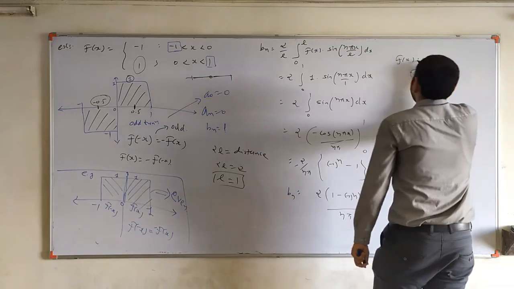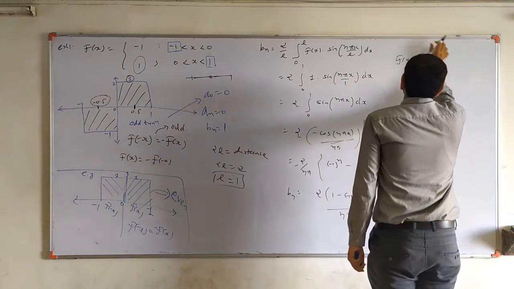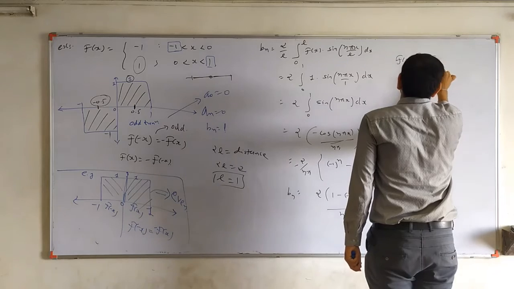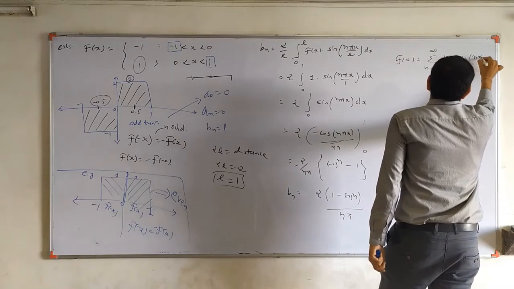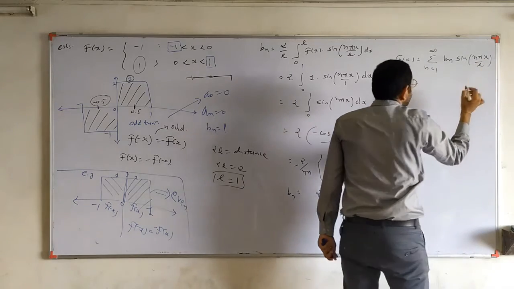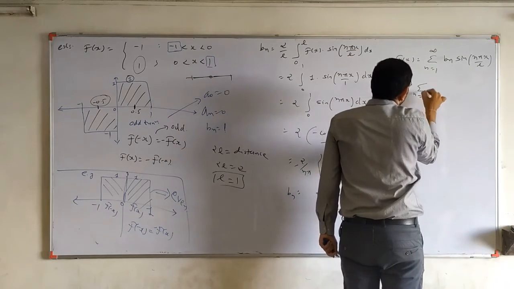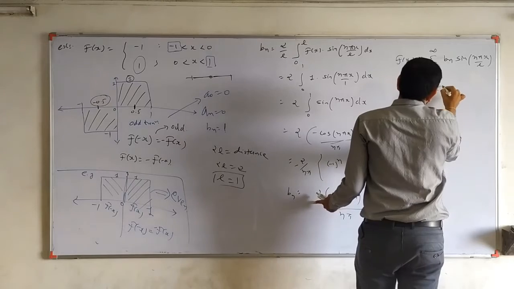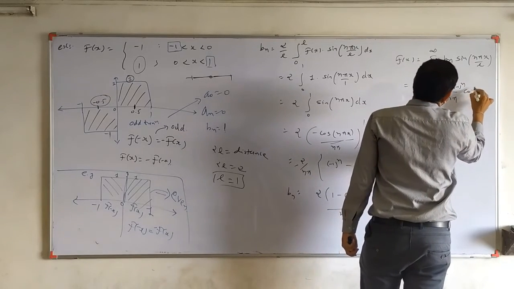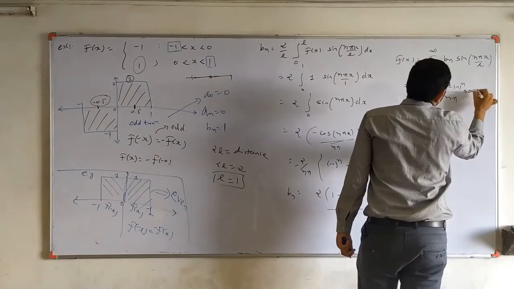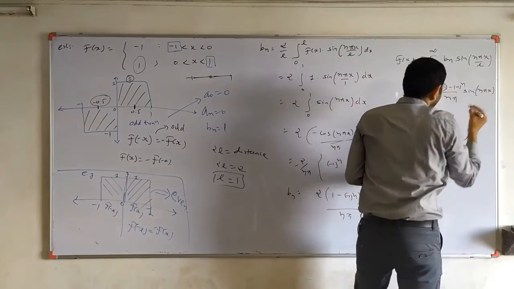Substitute the values of Bn: a0 equal to 0, summation n equal to 1 to infinity Bn sin n pi x by L. Substituting the values of L and Bn, that is 2, 1 minus minus 1 to n upon n pi into sin n pi x.